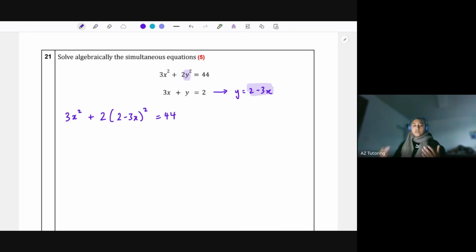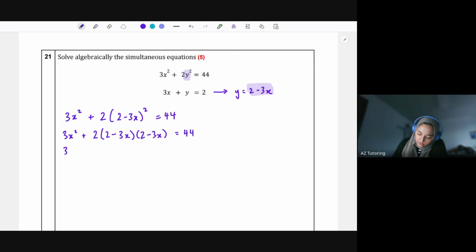So we're going to expand, simplify, and solve this equation, but it's perfect now because it's just in terms of x. So we've got 3x squared plus 2 times, I'm going to write this out as 2 brackets, 2 minus 3x times 2 minus 3x, because a common mistake here is kids just say 2 squared minus 3x squared. That's not the case. It's a bracket times another bracket. That's the reason why I brought it out.